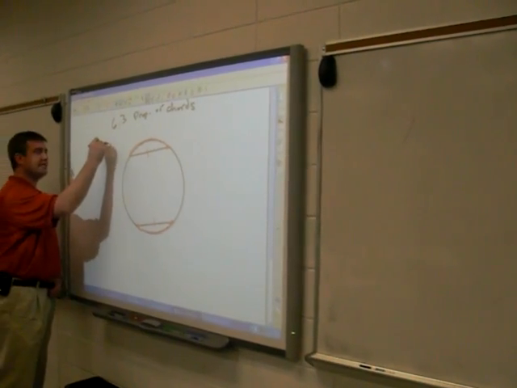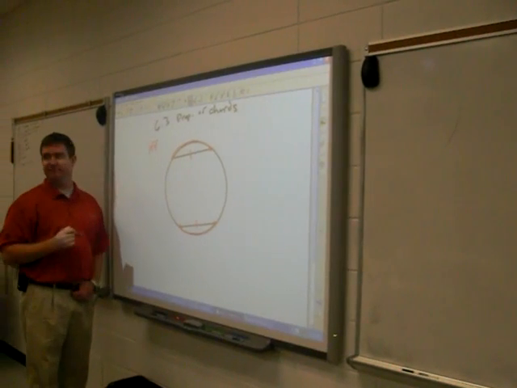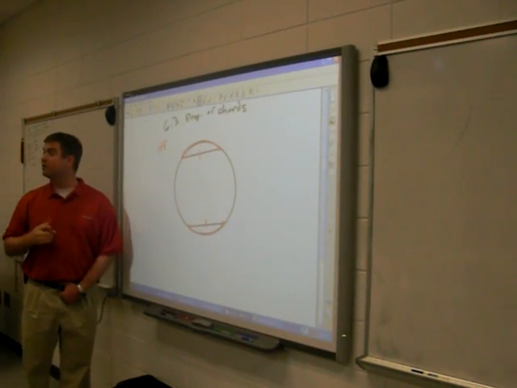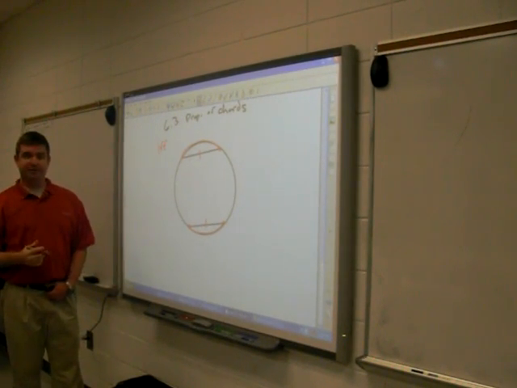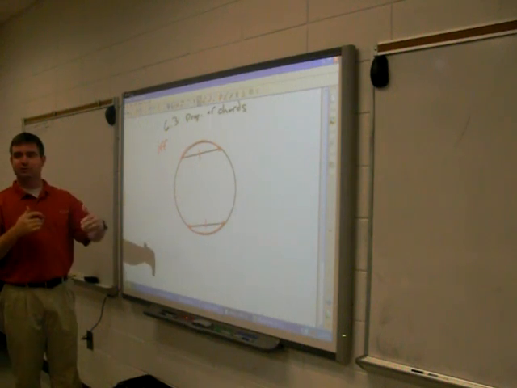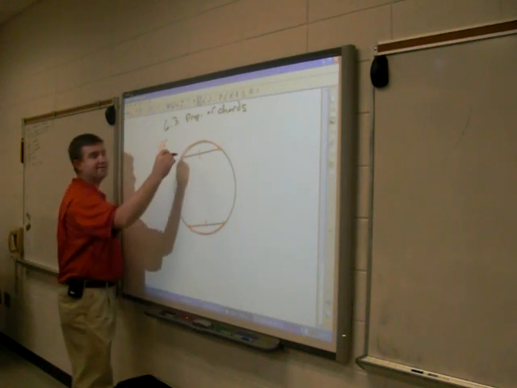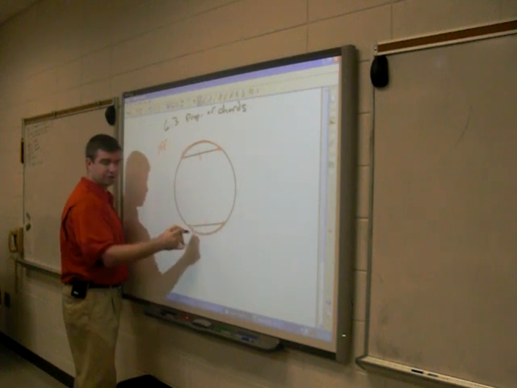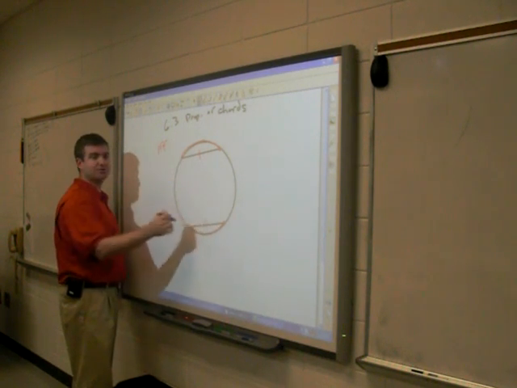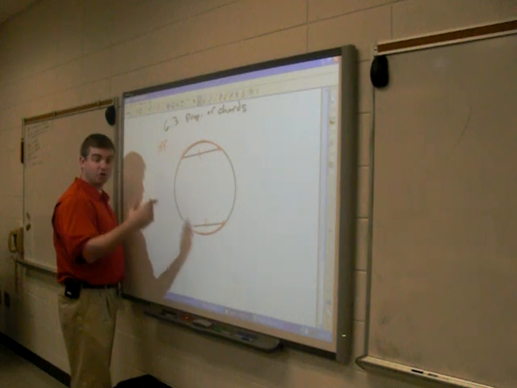You also, in that definition, you should have heard IFF. What does IFF stand for? Very good. If and only if. So it goes forwards and backwards. And what that means is, if the arcs are congruent, then you have to go backwards and tell me what? That the chords are congruent.